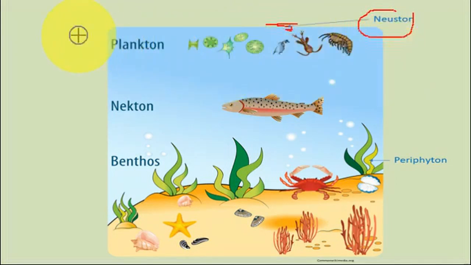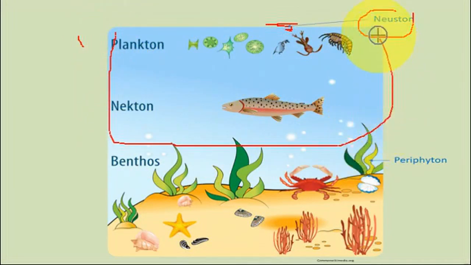Then you come to the plankton. This plankton occupy maybe the large part of the water body because these are free floating organisms. Then you come to Nekton. Nektons are very good swimmers, so you can find them swimming in different zones of the water and mostly in the middle zone.